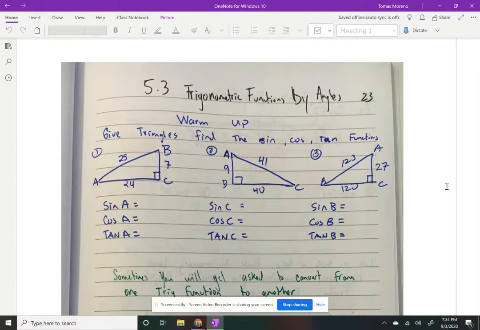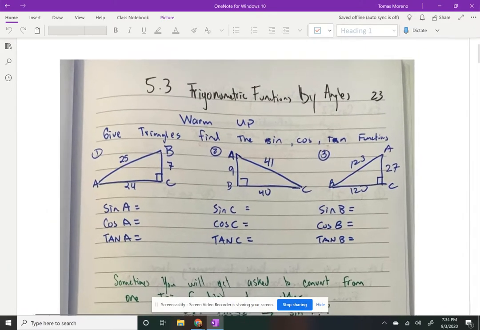Hello, guys. So today we're doing some more trig functions. We're going to explore a little bit more into this.